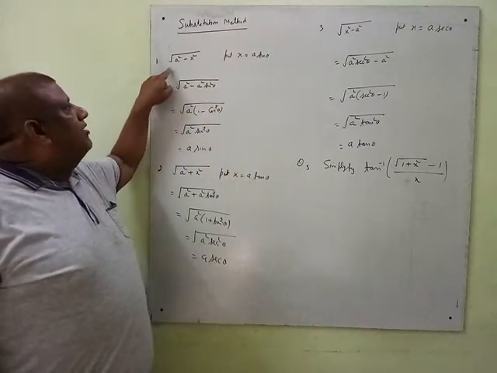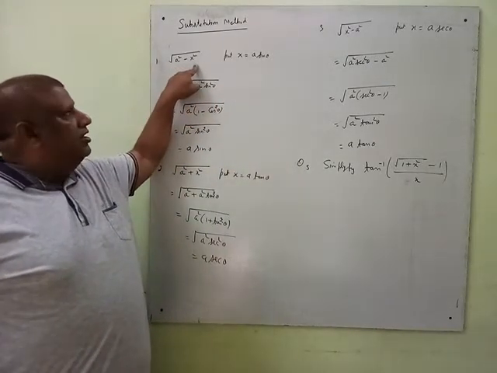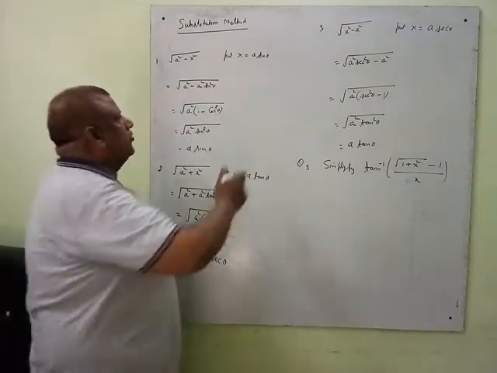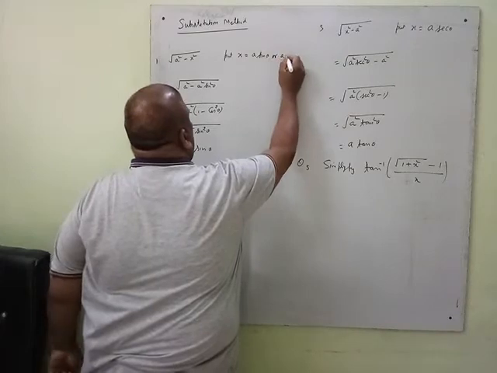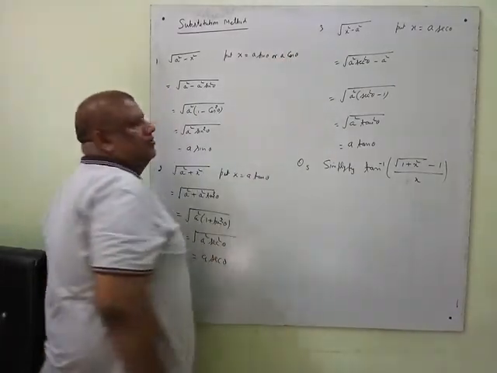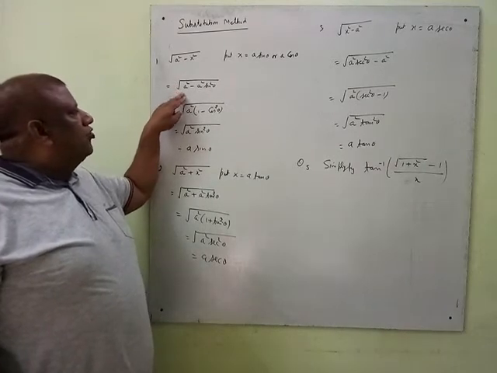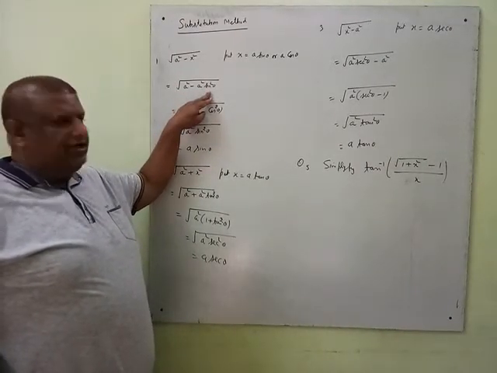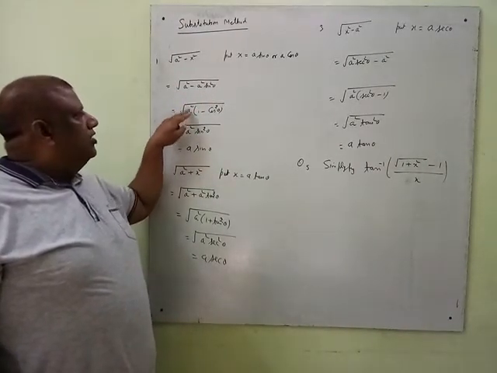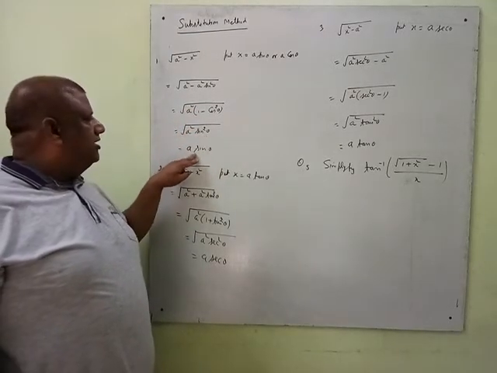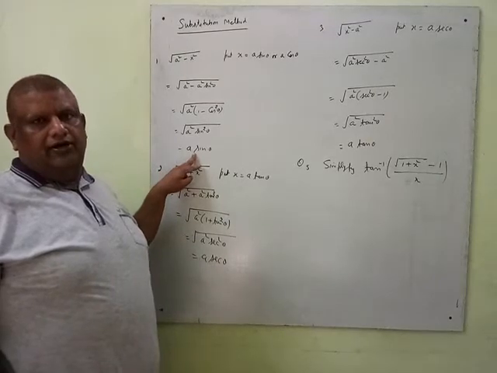For example, if we have under root of a square minus x square, then we put x equal to a sin theta or a cos theta. When you put x equal to a sin theta, it becomes under root of a square minus a square sin square theta, under root of a square into 1 minus sin square theta, which is a square cos square theta, and it is a cos theta.